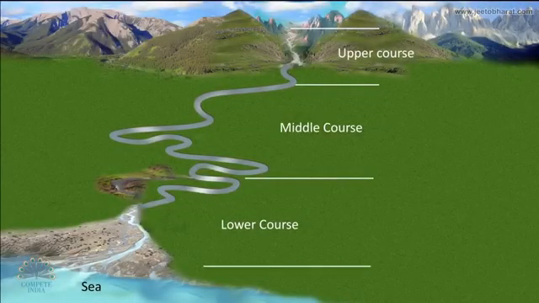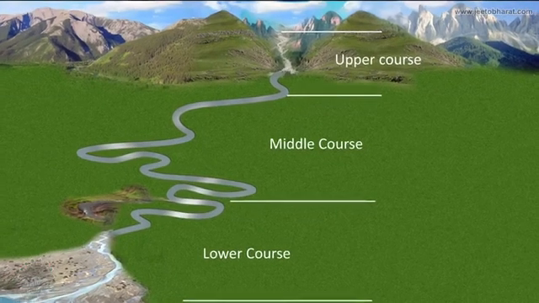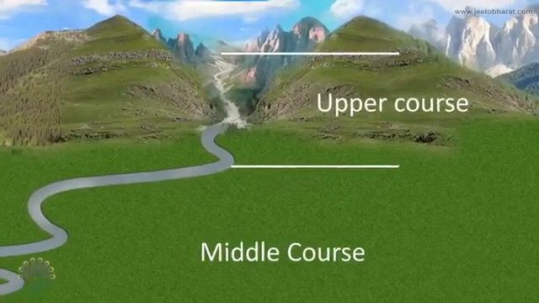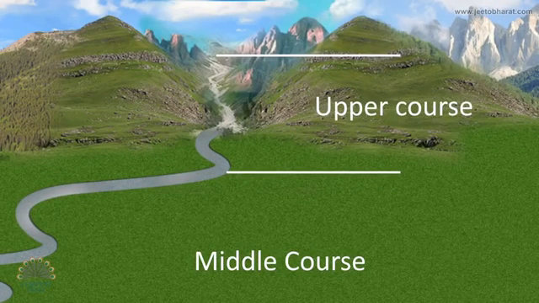Meanders. The course of a river comprises three distinct parts. First is the upper or the mountain course where the river originates. Here, the velocity of the water is faster due to the steep gradient. The floor of the valley is narrow and the valleys are V-shaped.